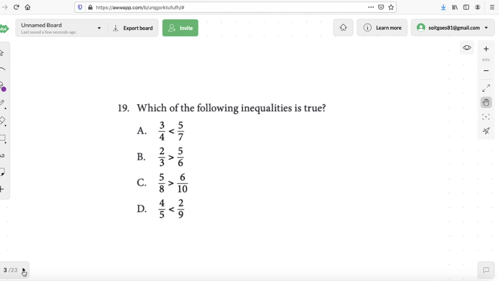Which of the following inequalities is true? Ooh, okay. Which of the following inequalities is true? Are you familiar with inequalities? A little bit, yeah. Okay, we're talking like greater than, less than.